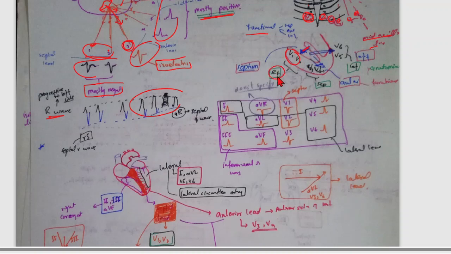Okay, V1 sees from the right side, and V2, V3 actually see from the septal side. And V3, V4, V5, V6 actually see from the left side. Both V5, V6 and V3, V4 are actually anterior in function. If you see the function, they are anterior. And V1, V2 show the function of the septum.